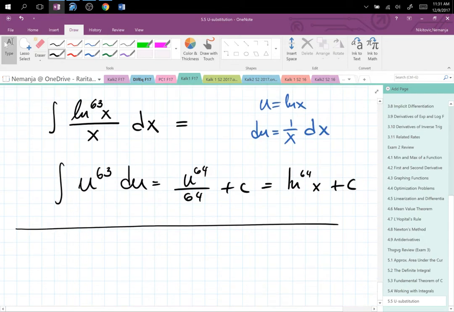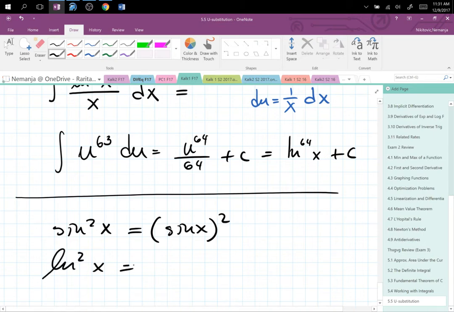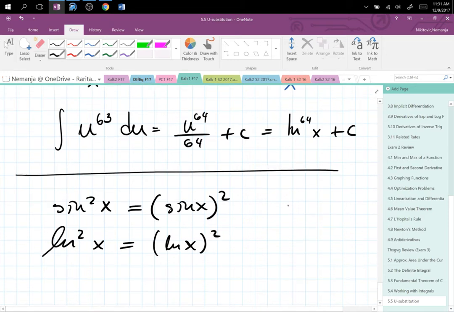If the notation is driving you crazy, you should know that when you write sine squared x, it means sine x everything squared. The same thing for ln squared x is going to be ln x everything squared. These are all different than sine x squared and different than ln x squared. Those are different things. So just notation wise.